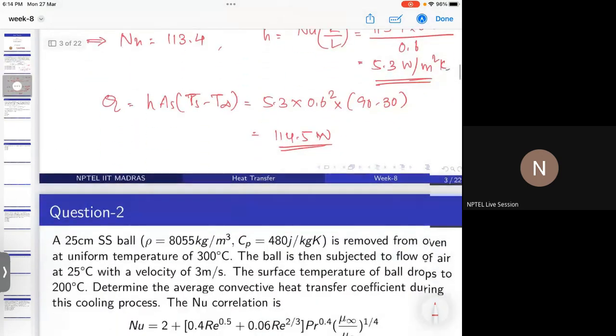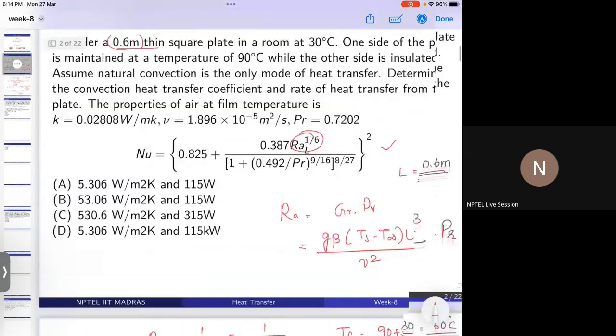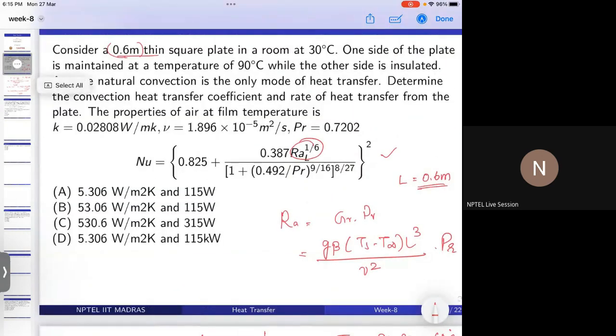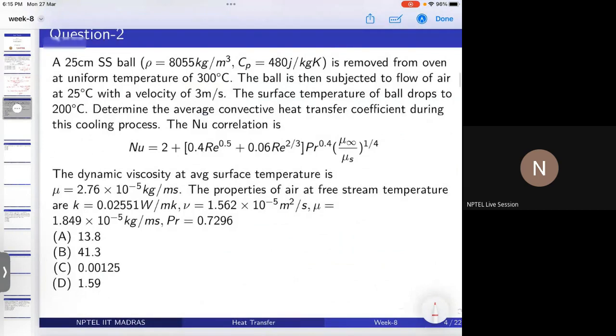Okay. Fine. So this was a direct one, because generally the correlation for free convection is very complex. So in most of the situations this will be given. Okay. So you just need to substitute these values and find out. So we will try another similar kind of question.